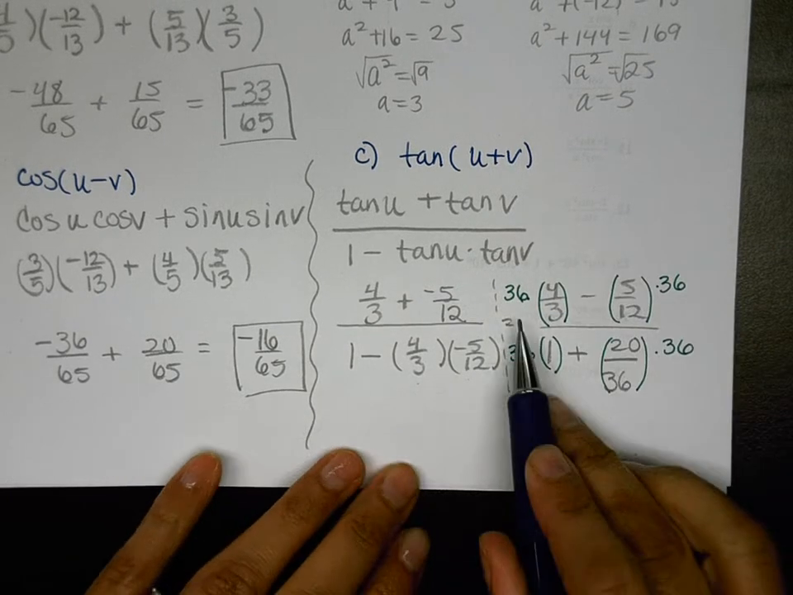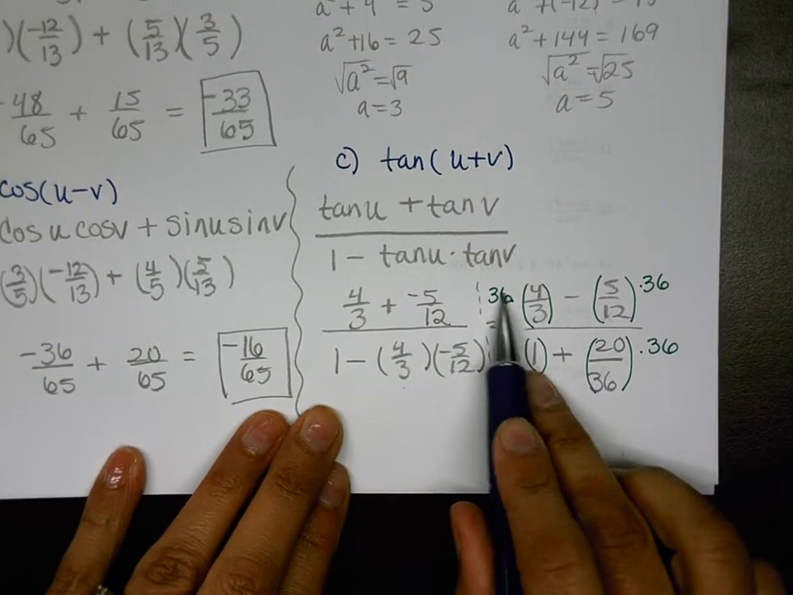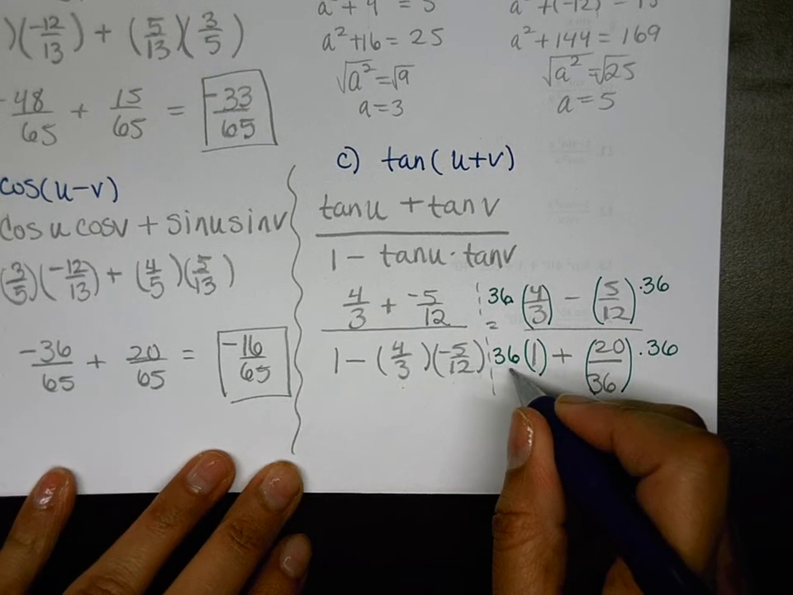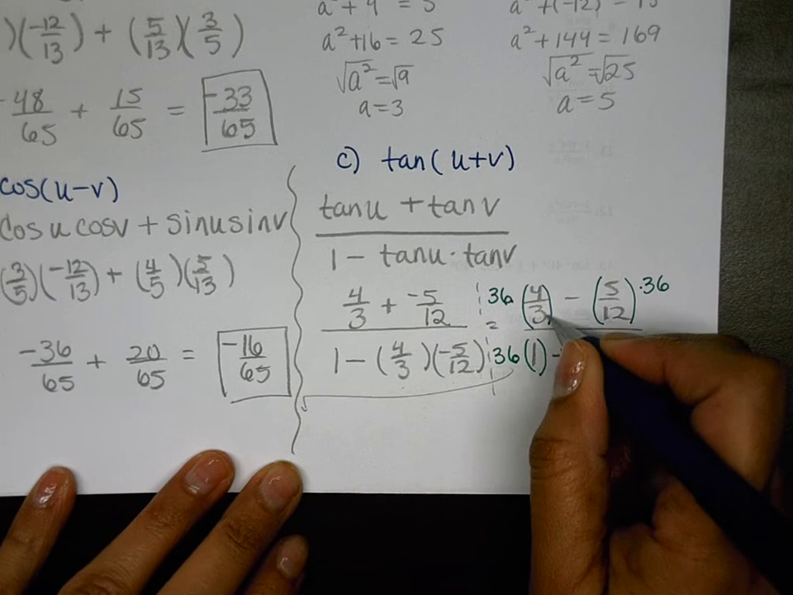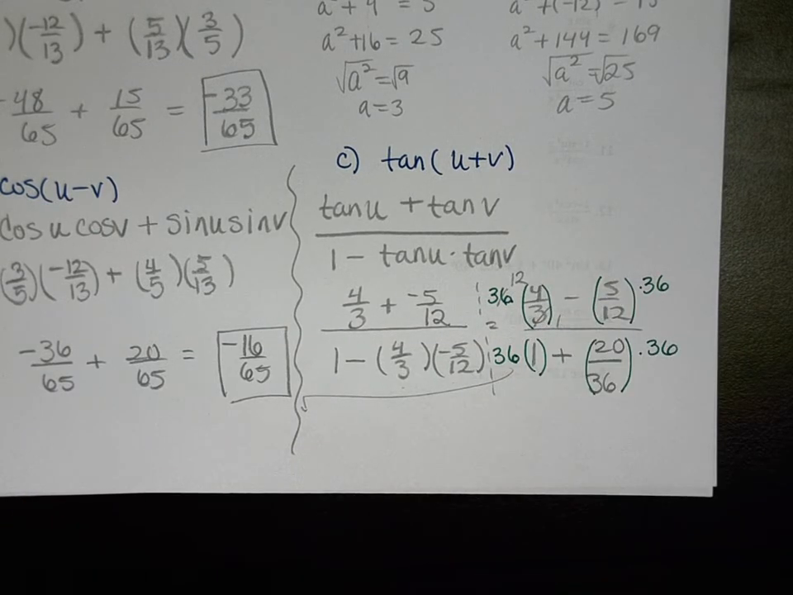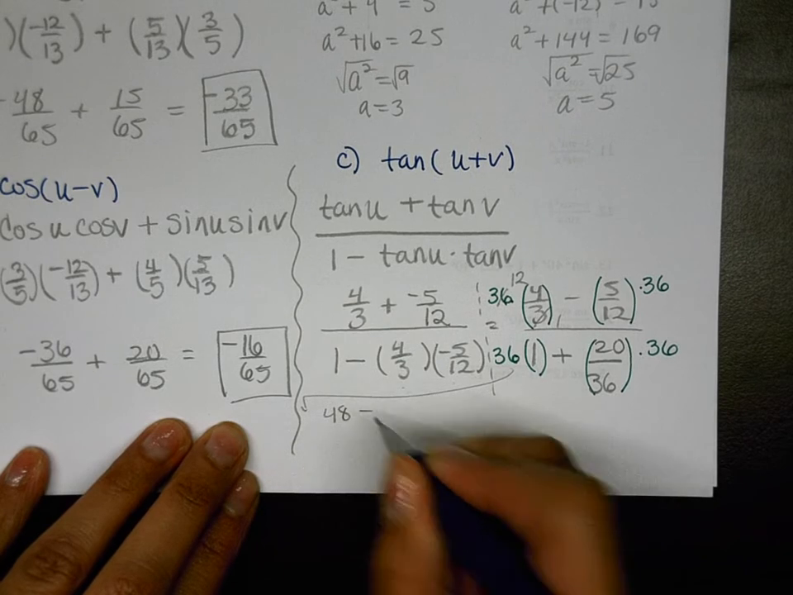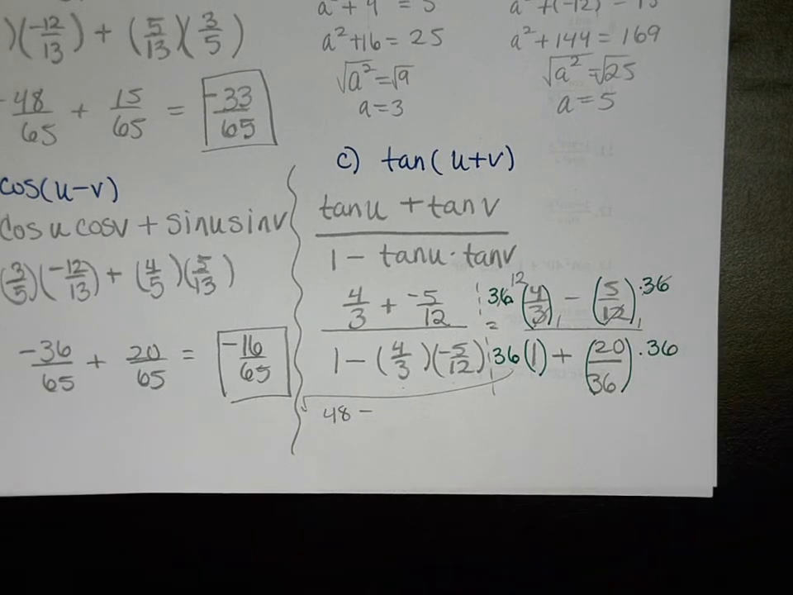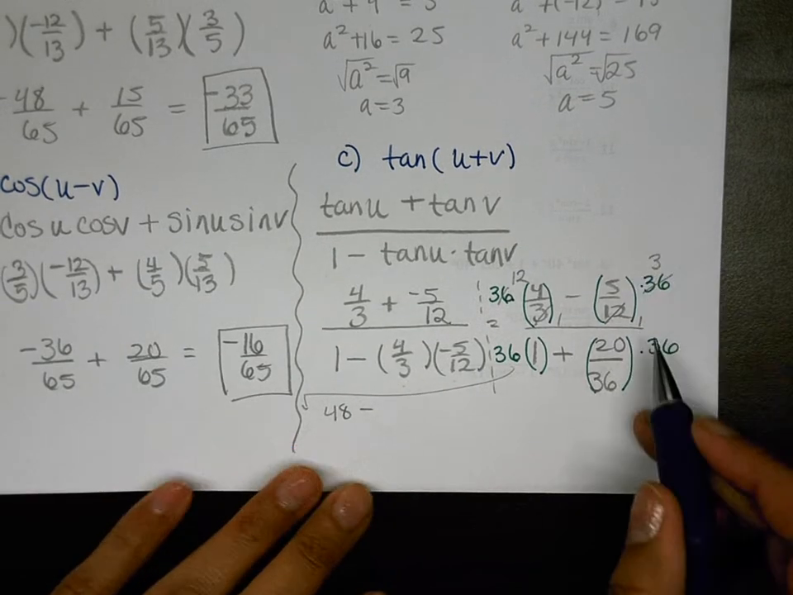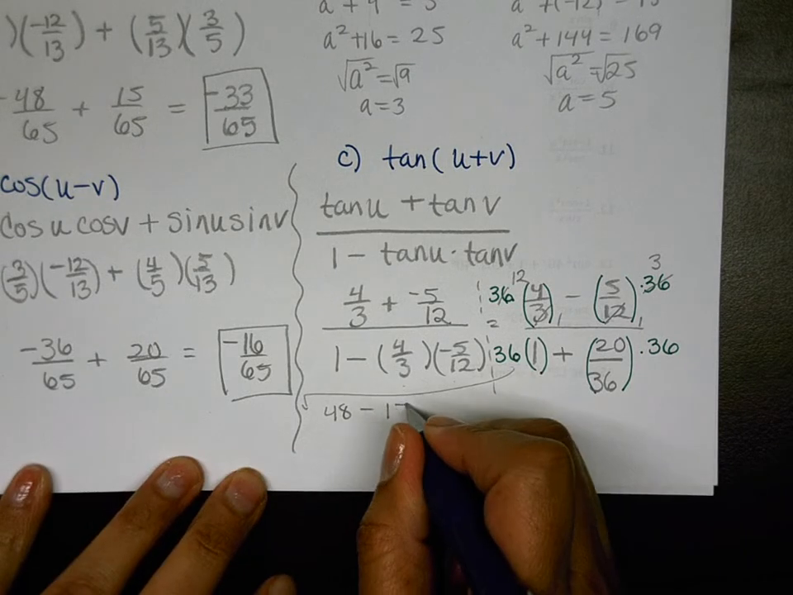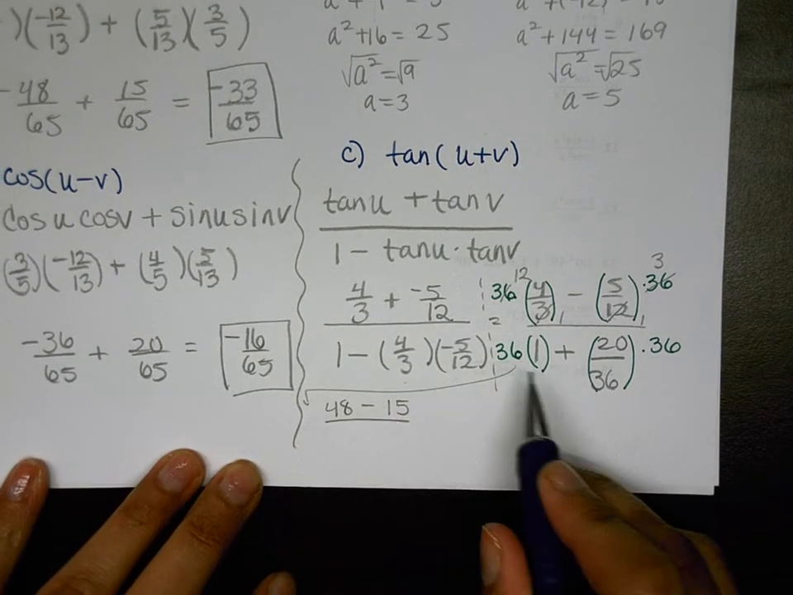Okay, here we're going to cross reduce. 3 goes into 36 how many times? So am I left with 12 or 12 times 4? So 48 minus 12 becomes 1 and 12 goes into 36 how many times? 3. Am I left with 3 or 5 times 3, which is 15? Over 36 times 1, that's easy.